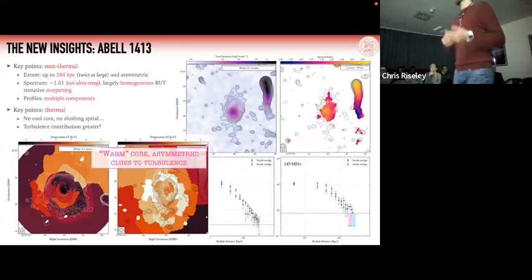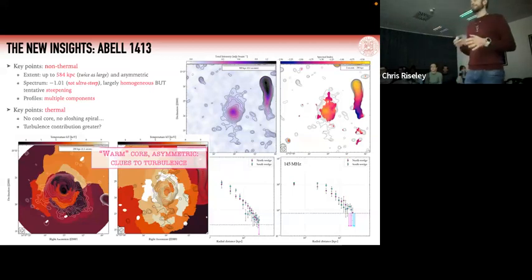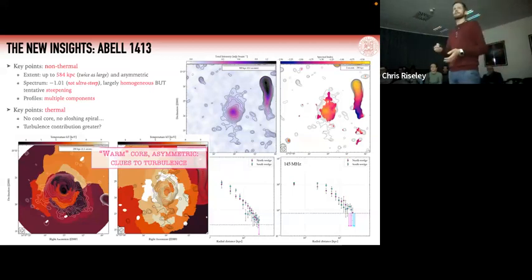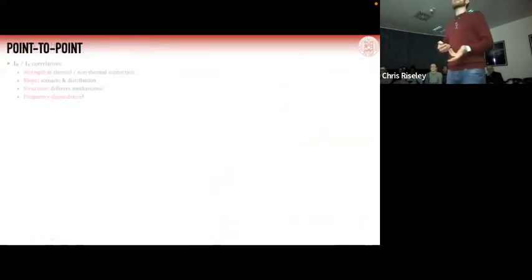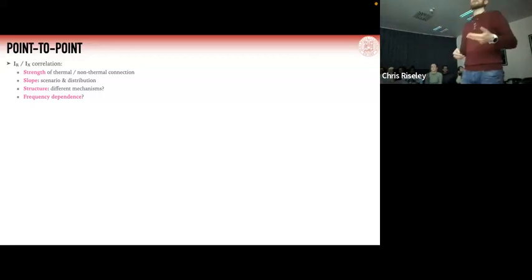The summary of our work on Abell 1413: it's got a warm core, it's asymmetric, we see multiple components. This gives us clues that the contribution from turbulence is greater. And there's a really neat little bit of math that we did at the end of this paper to explore the kind of point-to-point correlation you would expect from reacceleration of secondary particles. So if you're interested in clusters and you're starting to look at point-to-point correlations, then please do check it out. Just as a quick reminder, we're interested in studying the four S's: the strength, the slope, the structure, and the spectral dependence, the frequency dependence.